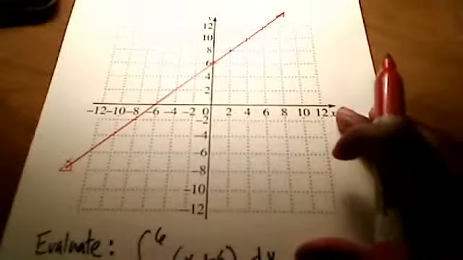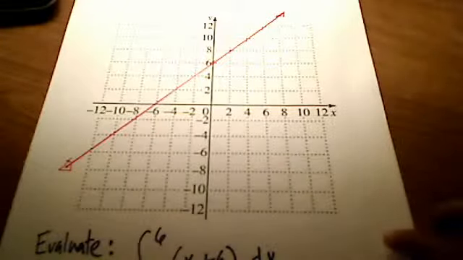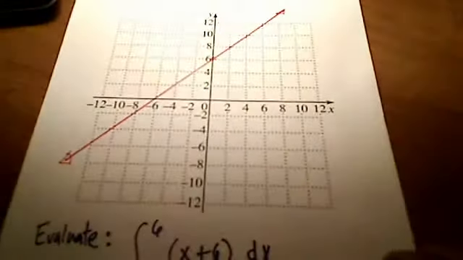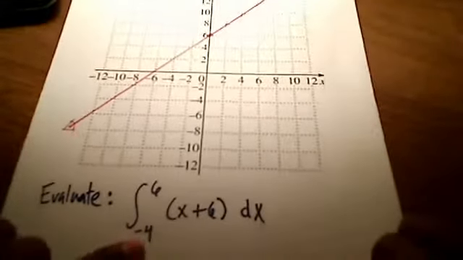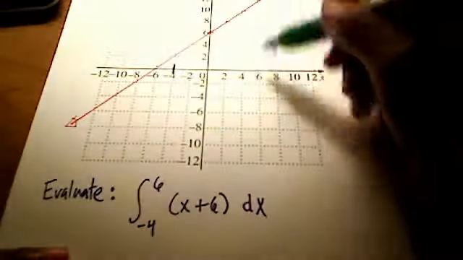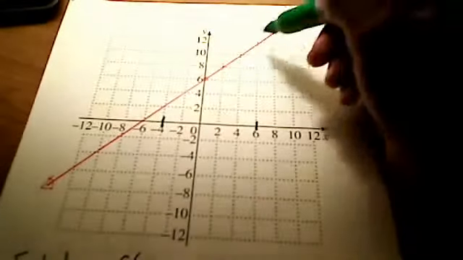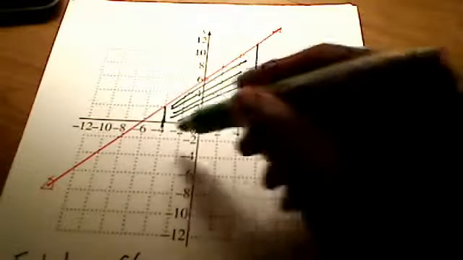Alright, now that I've got that, we're going to evaluate this function and integrate it between -4 and 6. Hey, that's between here, -4 and 6. So we want to know what is the area of all of this shading going on here, between -4 and 6.